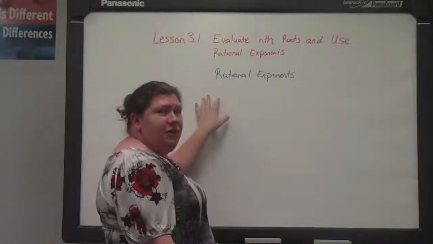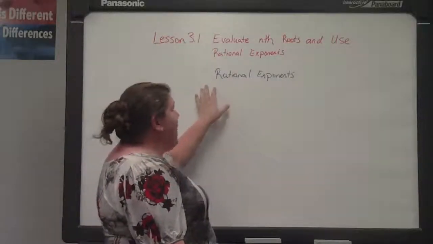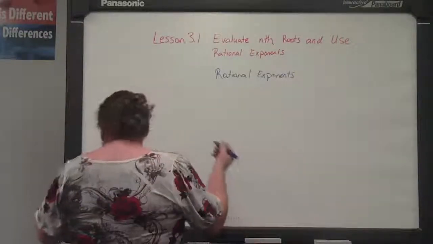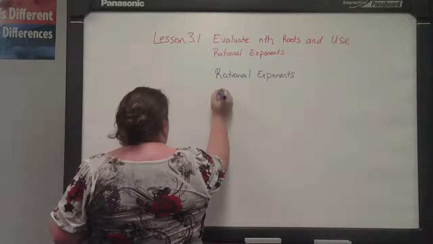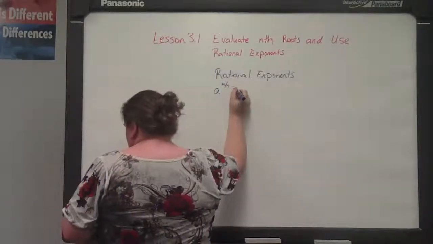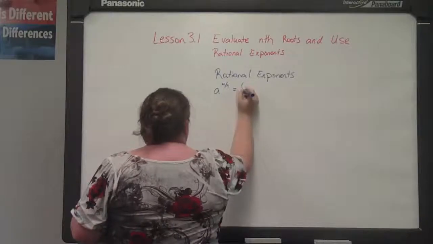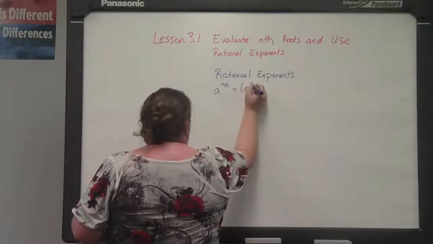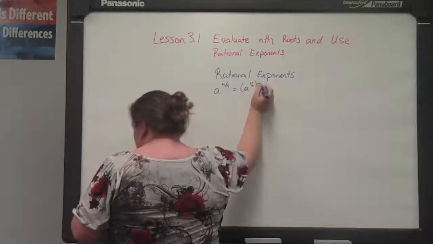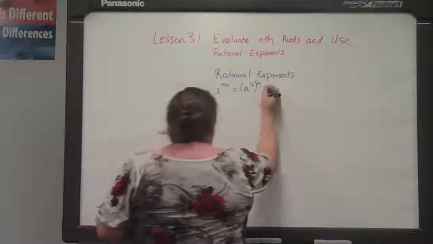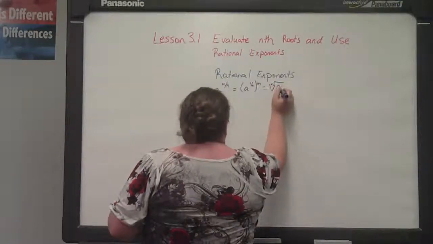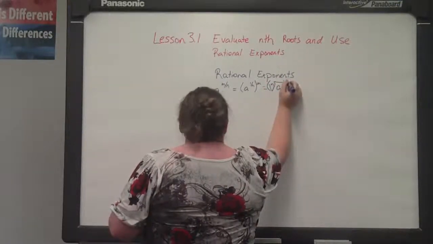The next concept we want to look at today is the rational exponents. Now there are two properties, and the first is a to the m over n can be rewritten as a to the 1 over n, to the m power, which can also be written as the nth root of a to the m power.